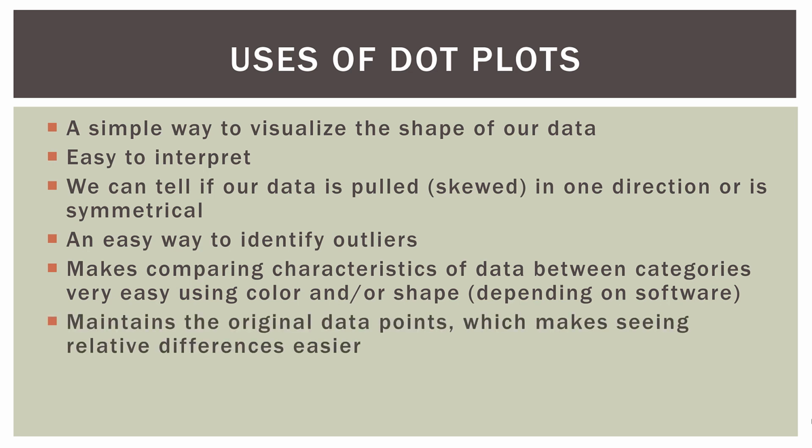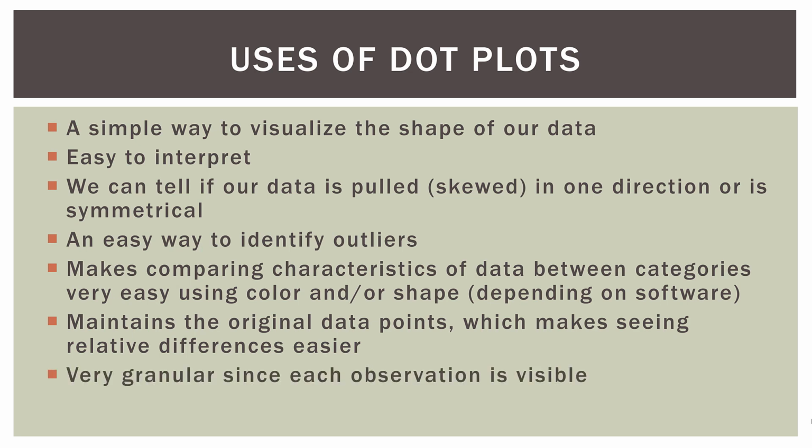Dot plots maintain the original data points. So it's what I would call high fidelity, which makes seeing relative differences easier. You can hover over individual points to find information about that observation. You can select groups of points and find out different things about that group, again, depending on the software. But in dot plots, we never lose the original data points. So it's very granular, very detailed, since each observation is visible.